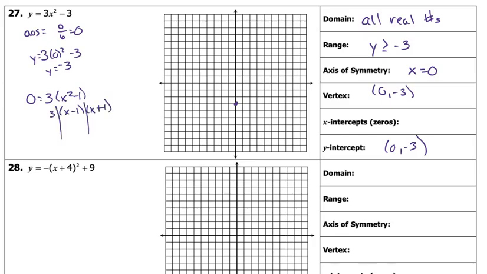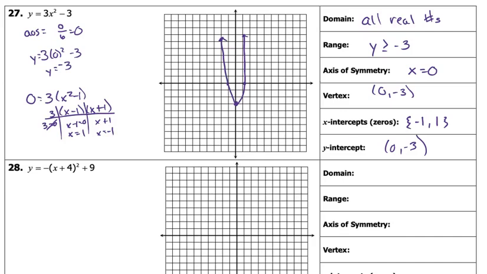Remember, we would set all of this equal to 0. 3 does not equal 0. And x minus 1 equals 0 will solve to make x equals 1. X plus 1 will solve to make x equals -1. So my intercepts would actually be at -1 and 1. This is going to be a pretty skinny parabola. Looks something like this. Again, just a sketch to make sure we're going in the right direction.